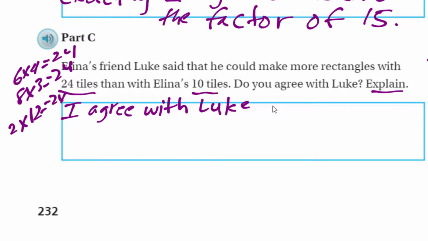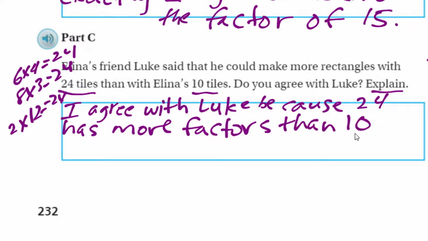So I agree with Luke because 24 has more factors than 10. I can't say it's because it's a composite number because 10 is composite too. But 10 only has 4 factors. Look, 24 has, let me see here, is that all of them we listed? So we have 2, 4, 6, 8. So it has 8 factors. It's double. So let me finish this thought. I agree with Luke because 24 has more factors than 10.